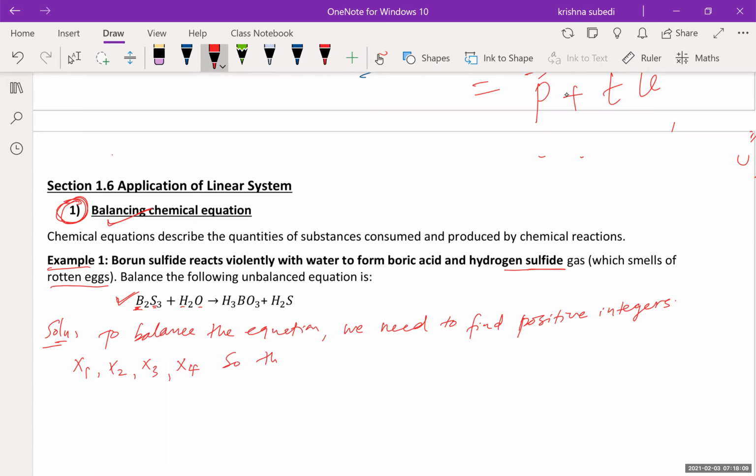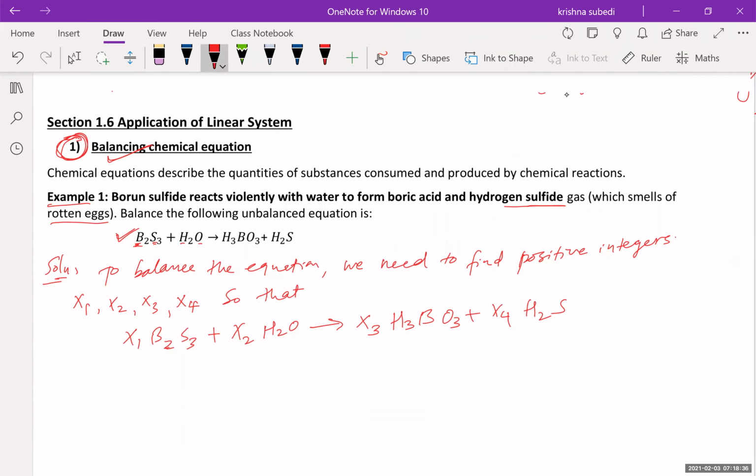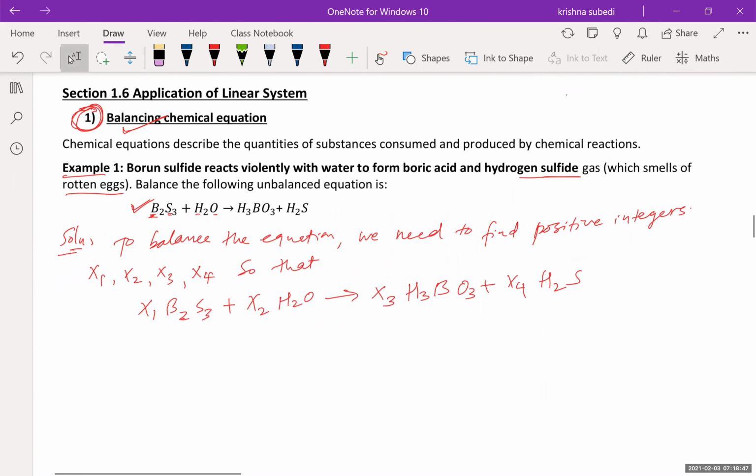so that it will be x1 B2S3 plus x2 H2O becomes balanced to x3 H3BO3 plus x4 H2S. All right, so our goal is to find the values of x1, x2, x3, and x4 so that this equation will be balanced. Let me just write down all the elements here.